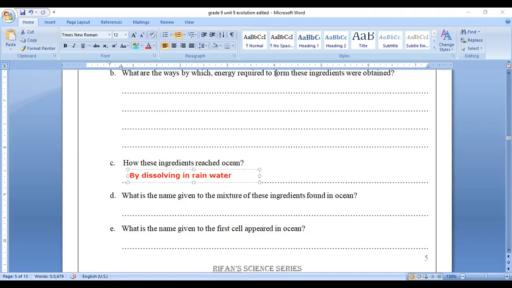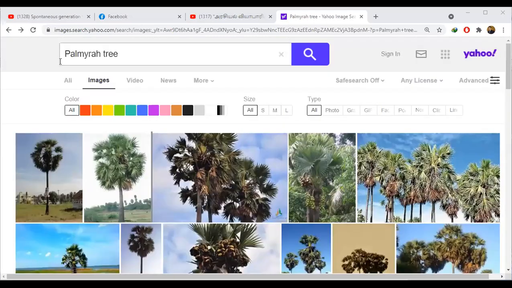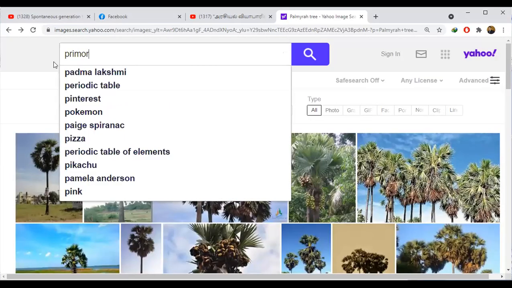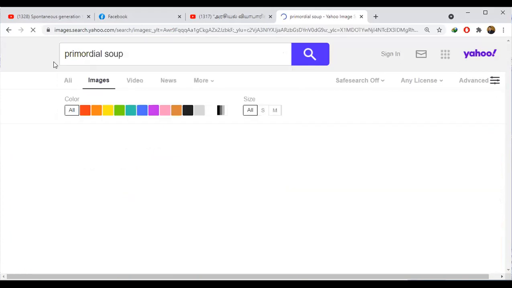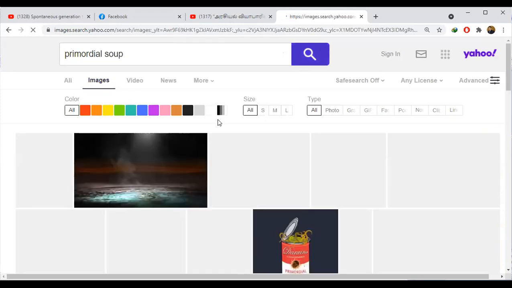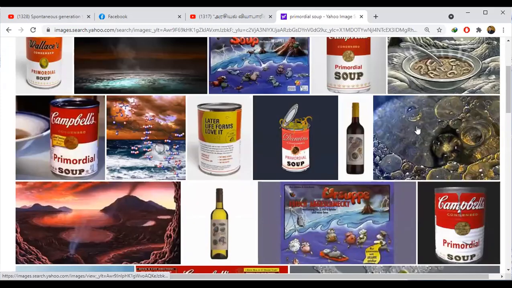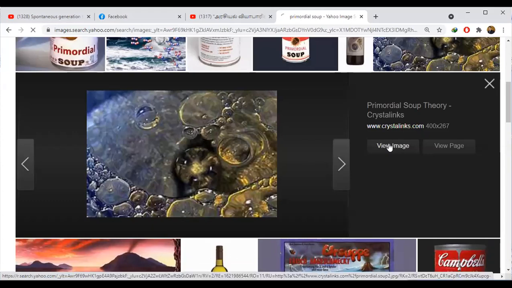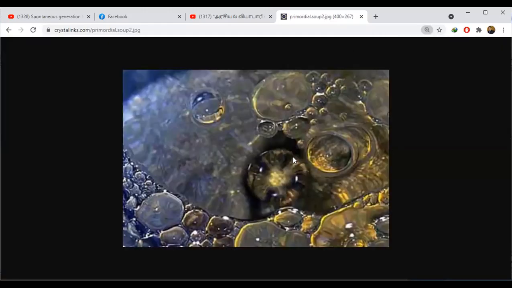When all these contents dissolved in the ocean, the ocean became a soup-like material, and that is primordial soup. This is a diagrammatic representation of the primordial soup. The early ocean was looking like a primordial soup.